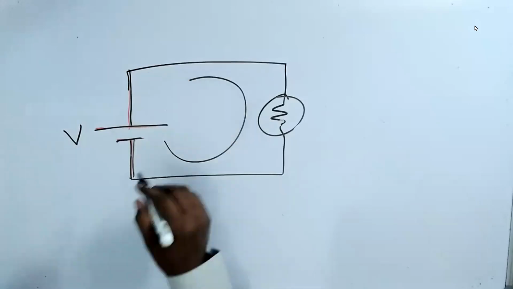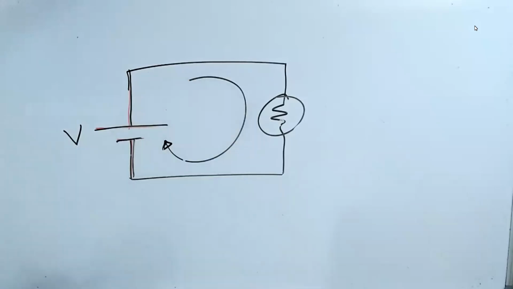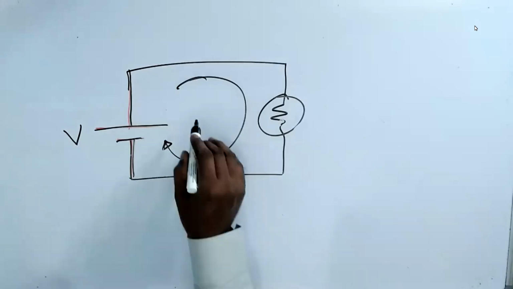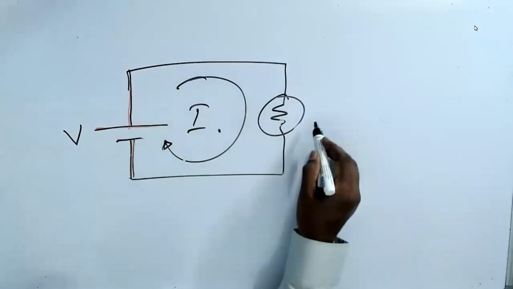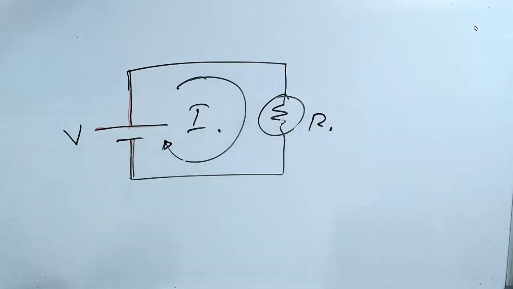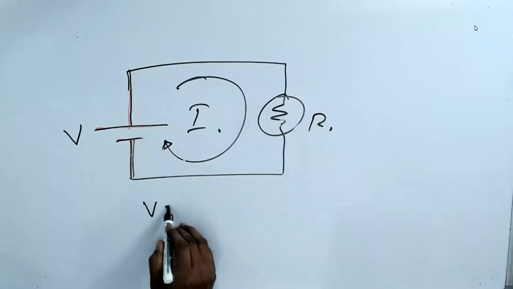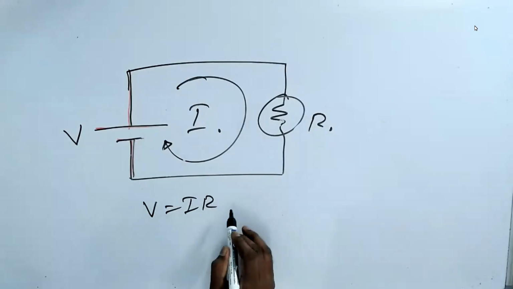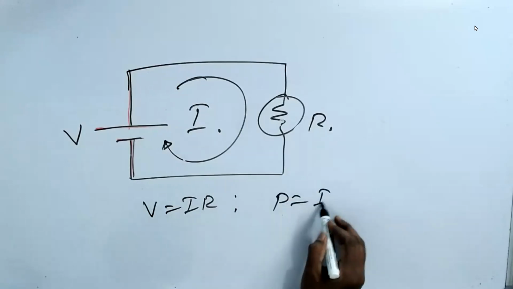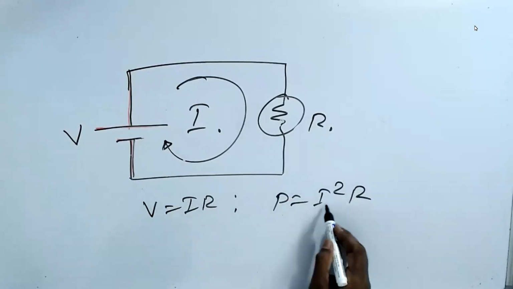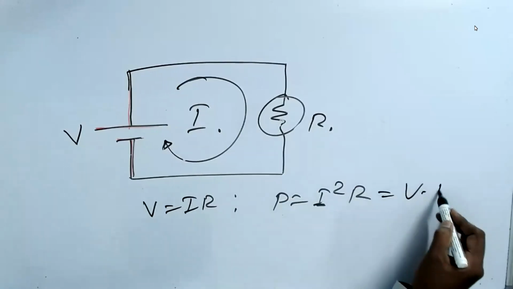Now let us assume this way. I should never draw like that. This is I, this is R. Now it's a trick. See, V is equal to IR and P is equal to I square R. I can write the I square R as V into I.